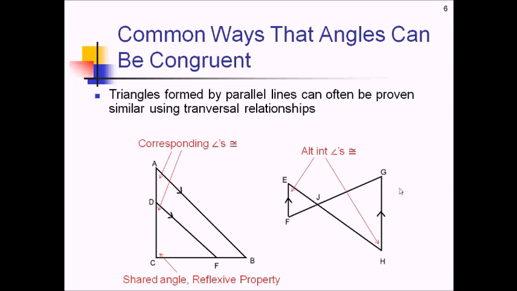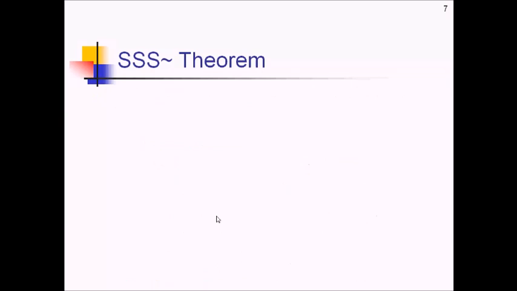And there's one other pair of angles that are going to be the same. These two J angles in here, angles EJF and HJG, those are going to be congruent because they are vertical angles. We're going to move on to talk about sides of triangles now.